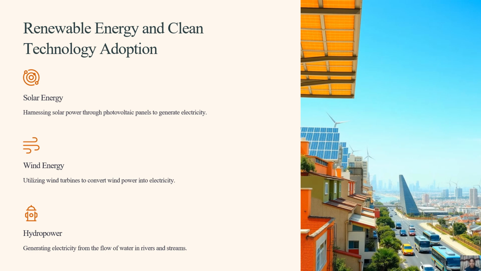The next is wind energy: utilizing wind turbines to convert wind power into electricity, where the turbine collects the wind and converts it into kinetic energy and gives us electricity. Next is hydropower: generating electricity from the flow of water in rivers and streams.